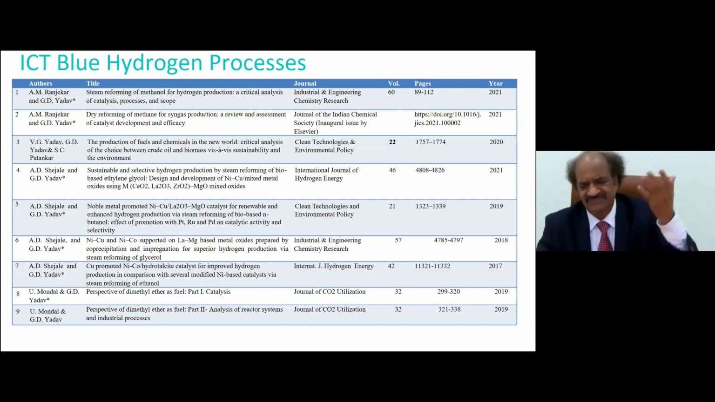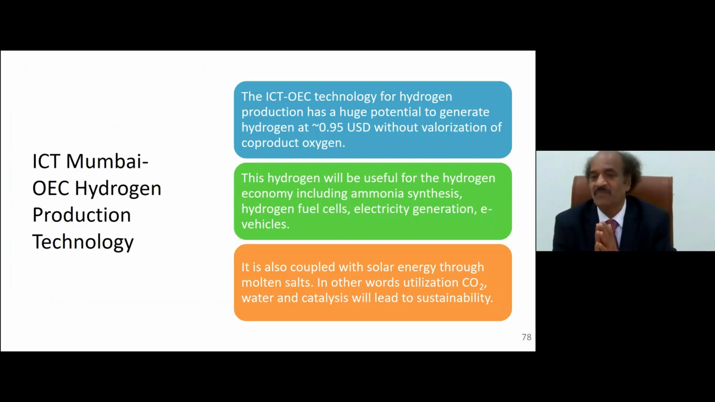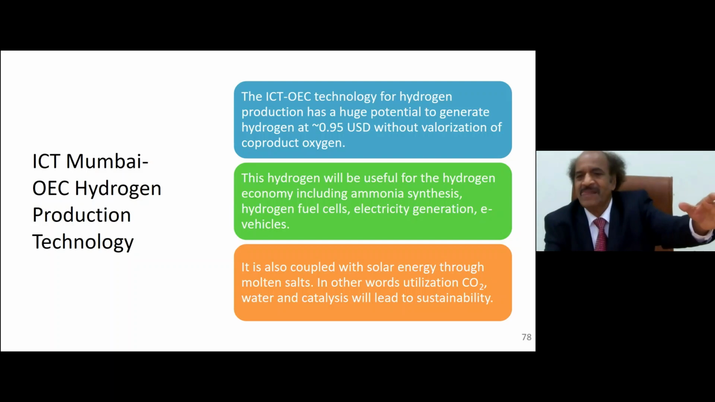However, what we developed at ICT Mumbai, the ONGC Energy Center hydrogen production technology, they have been supporting my research since 2006, and it is going on even now. Here what we have developed is that we can produce hydrogen for less than a dollar. Remember, 1 kg of hydrogen co-produces 8 kg of oxygen. The international price of oxygen is about 10 cents per kg. So if the hydrogen costs, say, 95 cents per kg, I already get a value addition of 80 cents per kg. Even if I miss my calculation and some hidden costs are there, I will never go above the standard cost of $2 per kg. So I am saying I can produce hydrogen for less than a dollar.